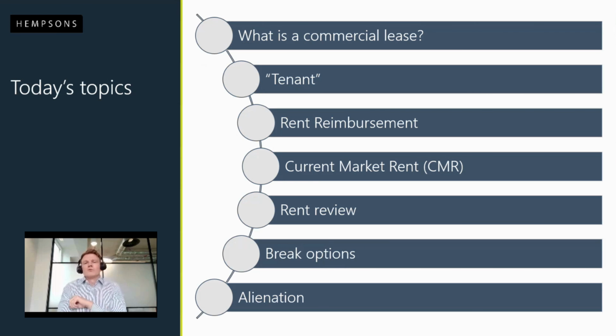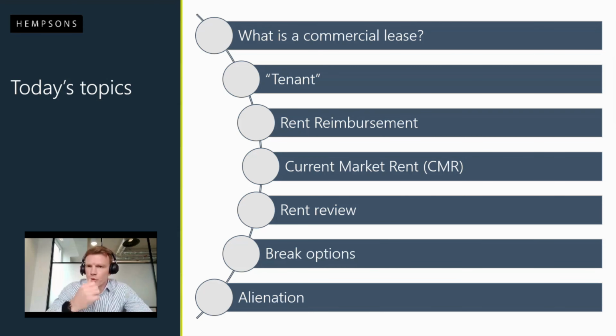So for today's topics, we'll start with explaining in basic terms what a commercial lease is. We'll then talk about the importance and practicalities of thinking about who the tenant is for the purposes of the lease, how the rent reimbursement process works, what the nuances are there, depending on the type of lease you may have. We'll cover rent reviews, and we'll also cover break options, the ones you would expect to see in a GP lease at least, and we'll finish off with assignments of leases and alienation generally, and some of the risks there.